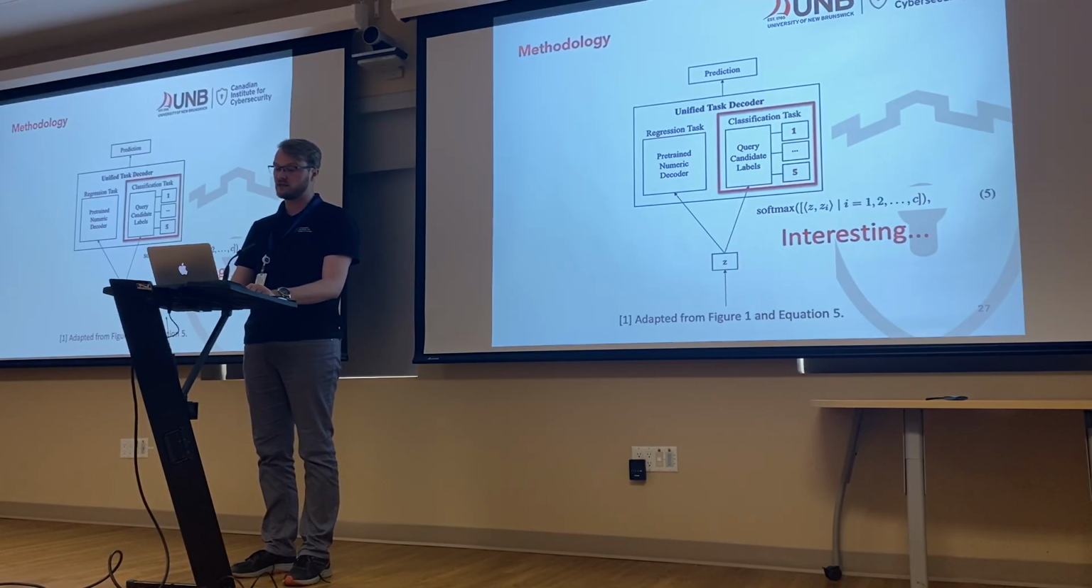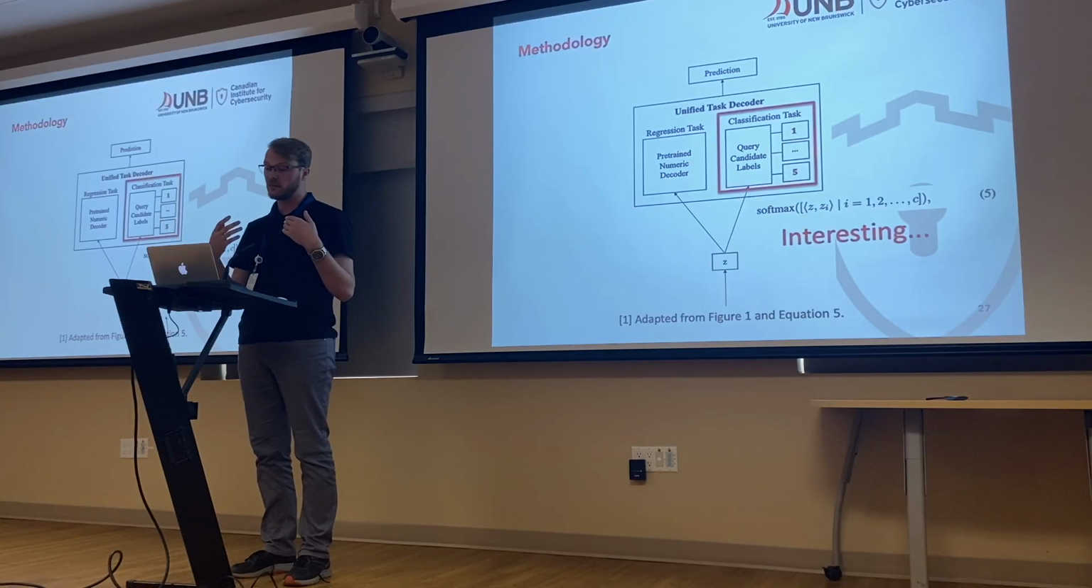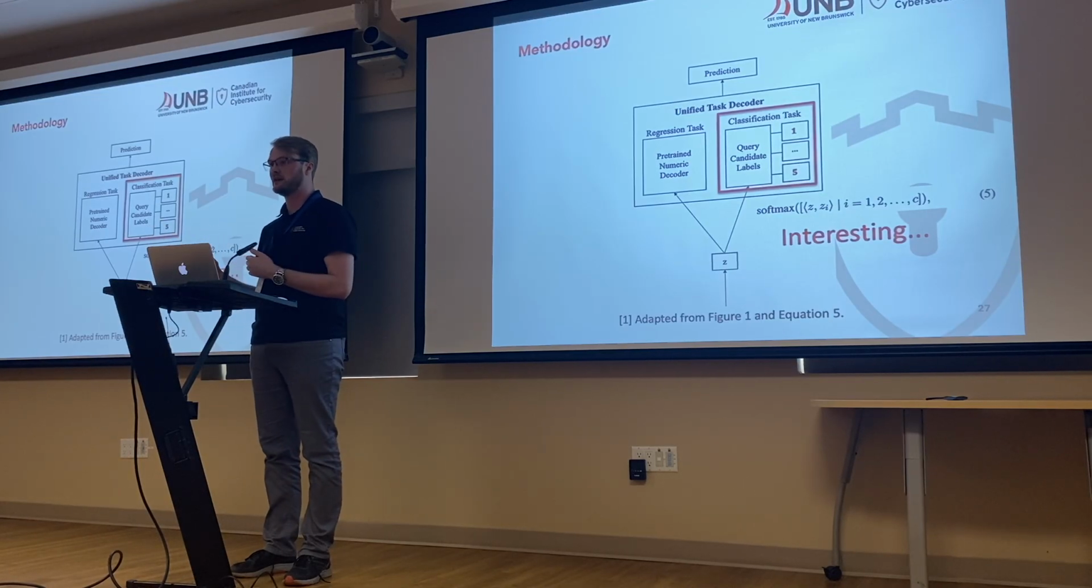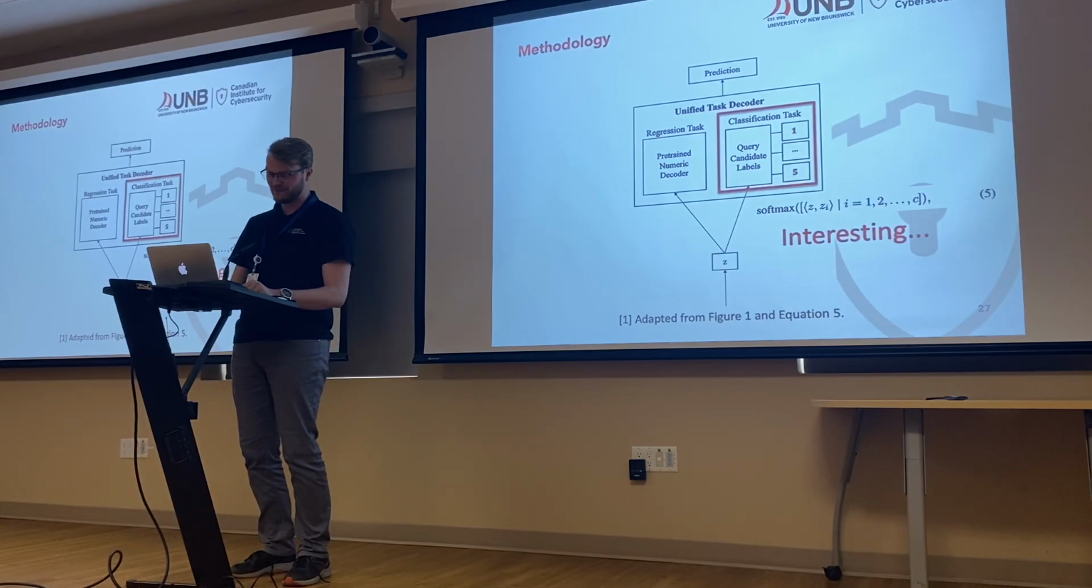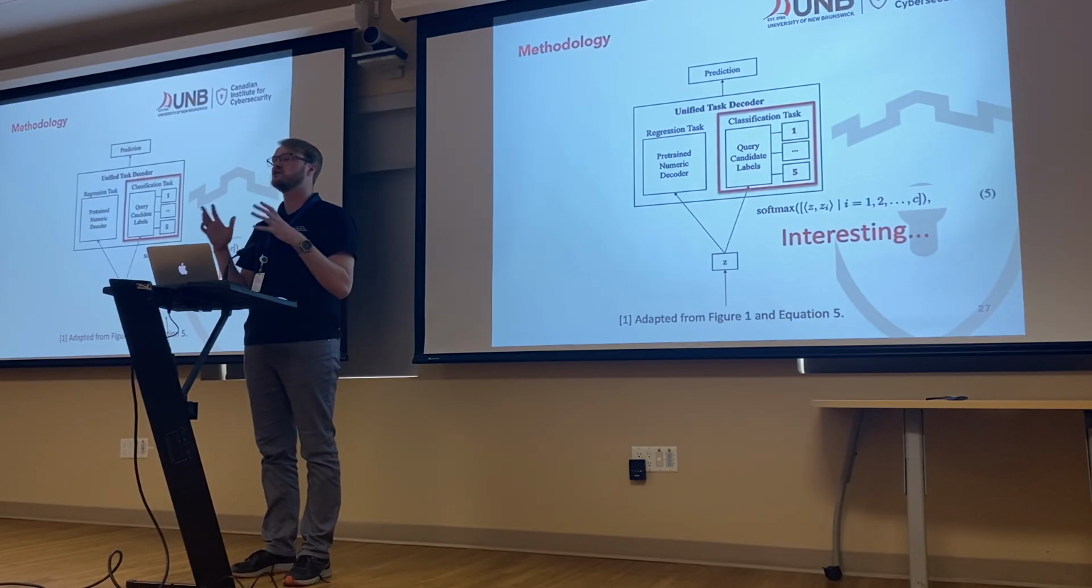And here, depending on what we want to get back from this, if it's a regression task, for example, if we're working with numerical data, we might use the pre-trained numeric decoder to actually get the missing value back. Or if it's a classification task, we might need to pass it through the query candidate labels. I'm not sure what that is, but it's essentially the decoder for the classification task.